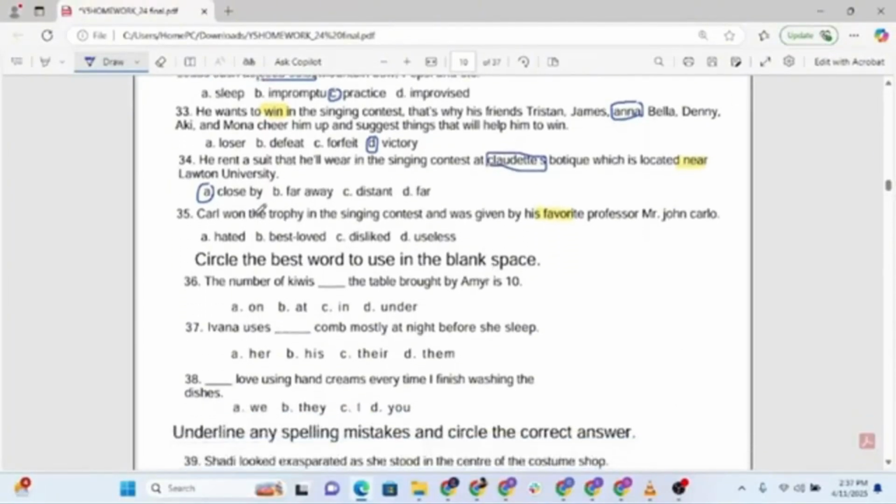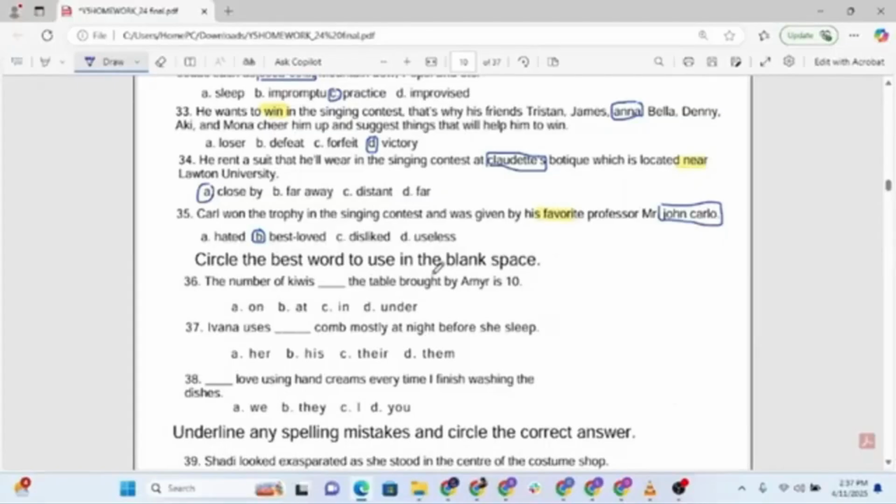Question 35. Carl won the trophy in the singing contest and was given it by his favorite professor, Mr. John Carlo. The correct answer is option B, best loved. Draw a box around John Carlo to show that it must be capitalized. Explanation. Favorite in this context means best loved, and names like John Carlo are proper nouns requiring capitalization.